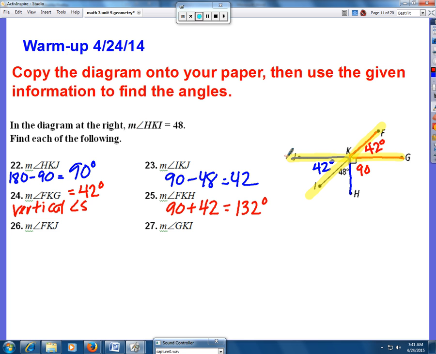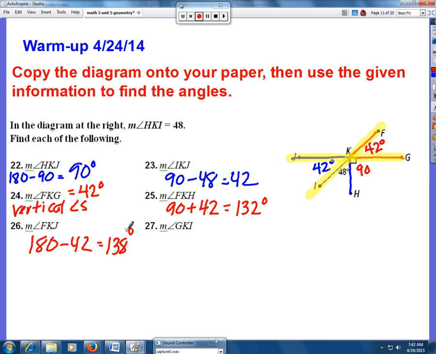FKJ. Now I'm looking at this straight line, and I know these two angles make a straight angle, or 180 degrees. So if they're supplementary, right? So I've got 42 degrees here. How would I get this one? Think about that. That would be 180 minus 42, and that's 138 degrees.